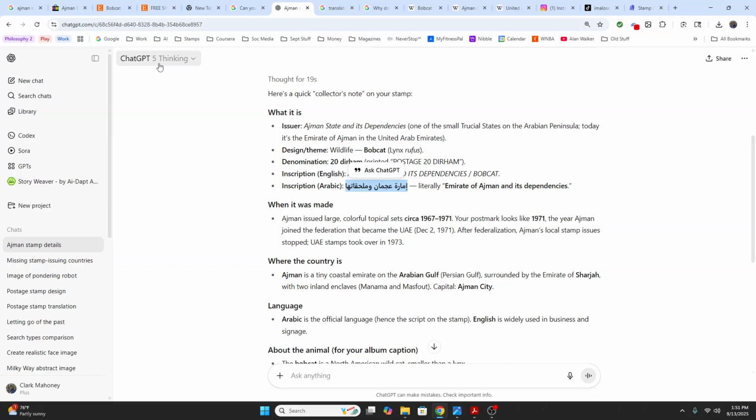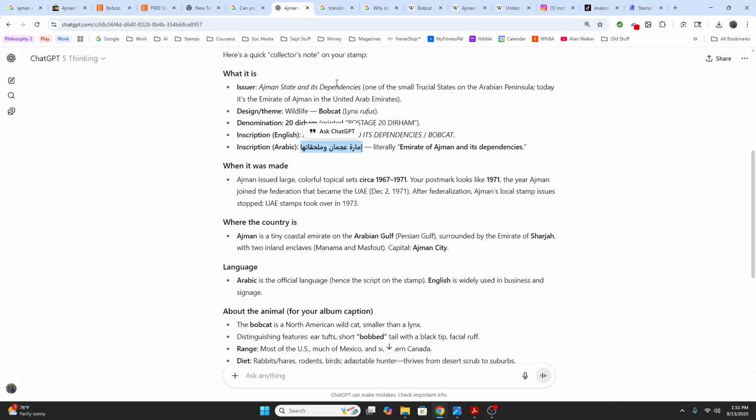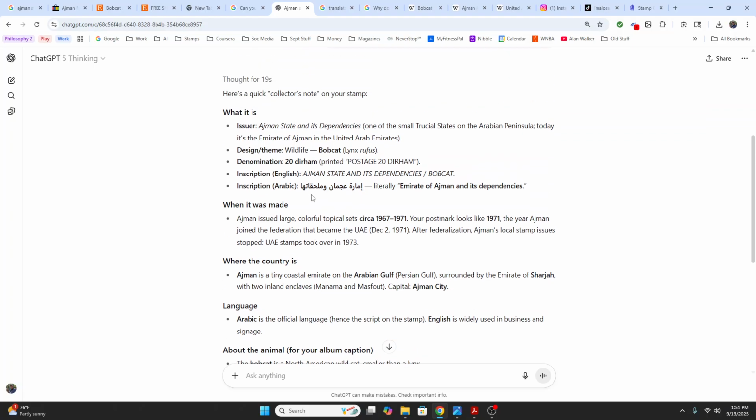So I pay for ChatGPT 5. And I just gave a quick description of this stamp and asked it some information. And it tells me all about it. And I also uploaded that image. And it tells me that it's from Ajman and its dependencies. And then it tells me the writing in Arabic and its translation.